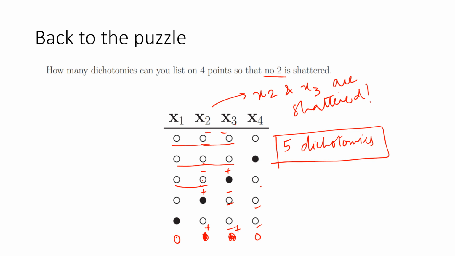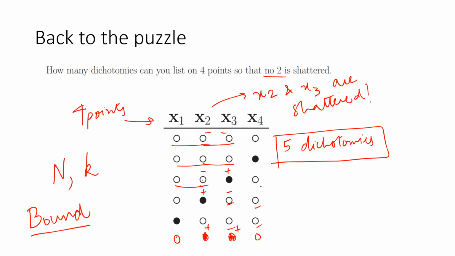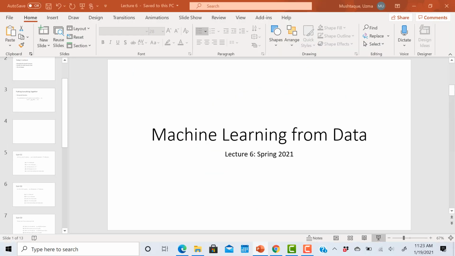Now the question is, why do we want to do this analysis? What we really want to do is extend this analysis to n points instead of 4 points here, and we want to look at any set of k points such that no subset of k points is shattered. So what we'll do is extend this analysis to n data points with k subsets and see that those k subsets are not shattered by a dichotomy, and that is going to help us find a bound for the growth function that we are looking at. Okay, so we are going to begin our analysis in the next video, and that's it for this one.